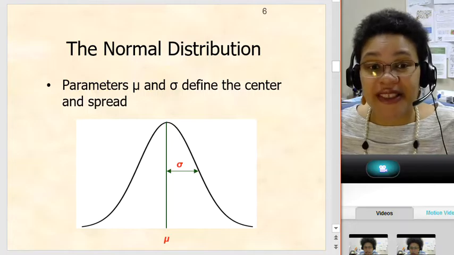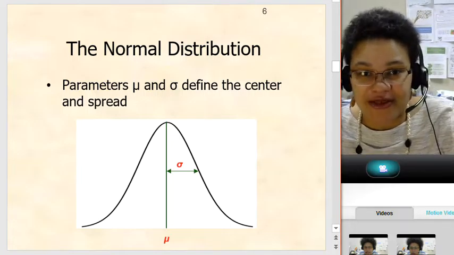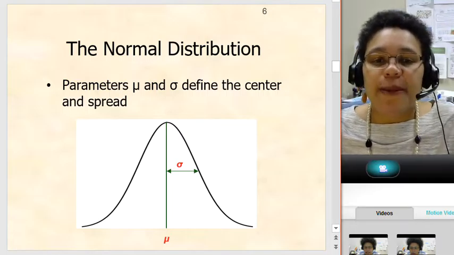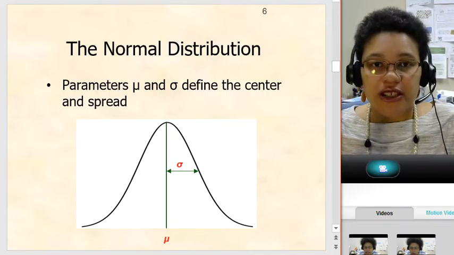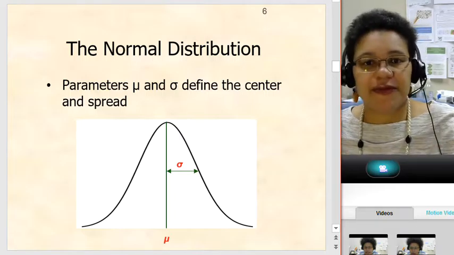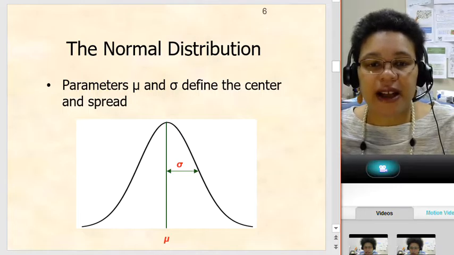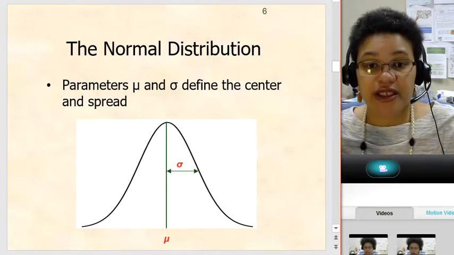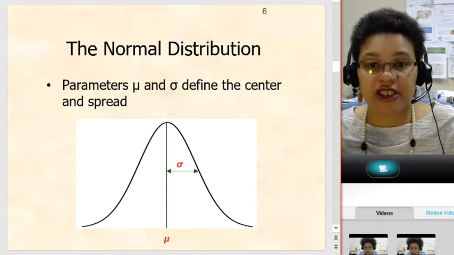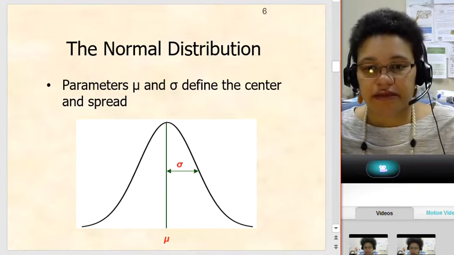But we still get from it this idea of the normal distribution, and we still use it, right? The parameters for the normal distribution, and this is an idealized population focus, are mu and sigma. Mu being the mean and sigma being the standard deviation, they define the center and the spread of the data.